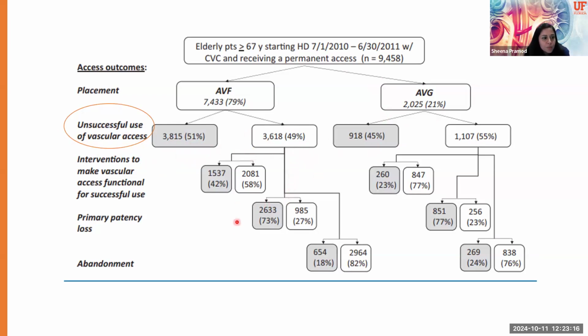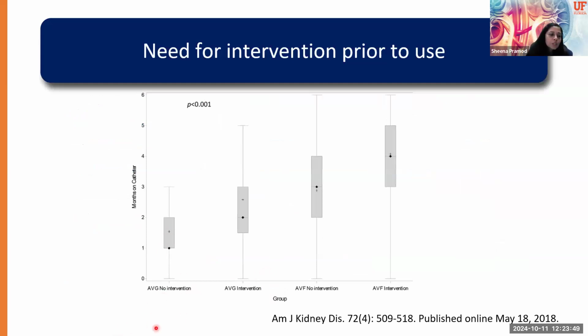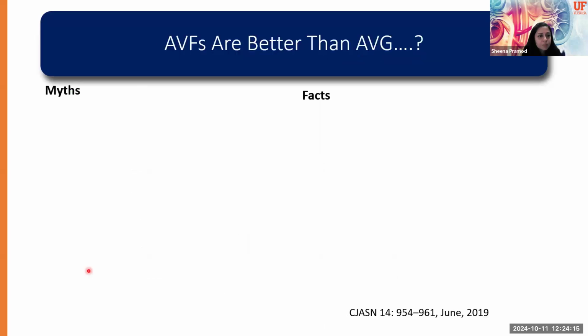And when you looked at that subset of patients, a good number, 42%, needed interventions to make that successful. And then primary patency loss in about 73% of those patients. So at the end, they concluded that even though in elderly patients that received the AV graft and AV fistula, the successful chance of getting a fistula may be limited. And when you look at the need for interventions prior to use in that same cohort, the AV grafts had a much lesser time on a catheter compared to an AV fistula that needed intervention, being on a catheter for 2 months versus about 5 months, which was statistically significant.